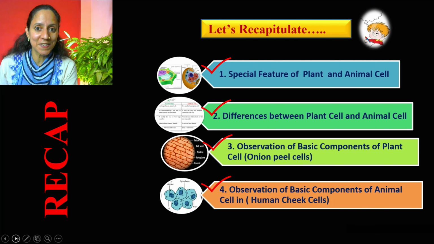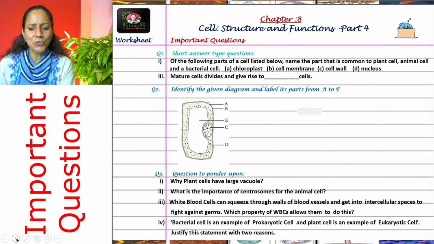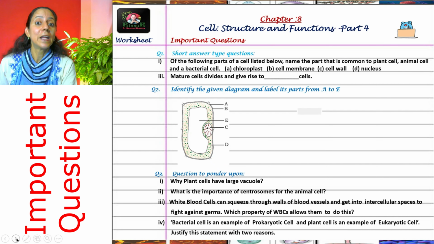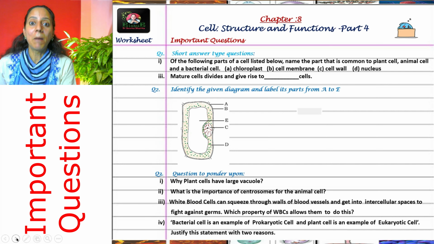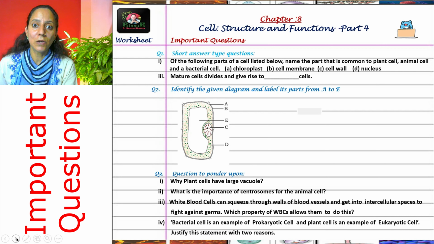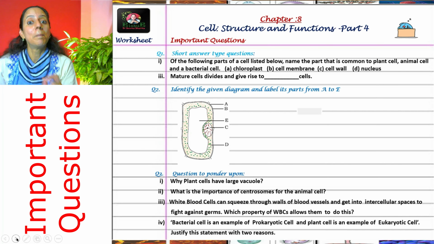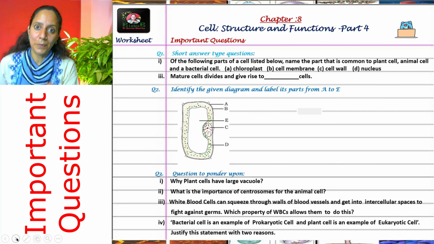In our activity time, you also observed the basic components of plant cell, in onion peel cell, and basic features of human cheek cell. So now it's time to share a worksheet with you and I suggest you to go through these 3 questions. They will not only help you to prepare this part of the chapter for your annual or half-yearly examination, but they are very important from competitive point of view. So now with this, we are through with this chapter number 8.